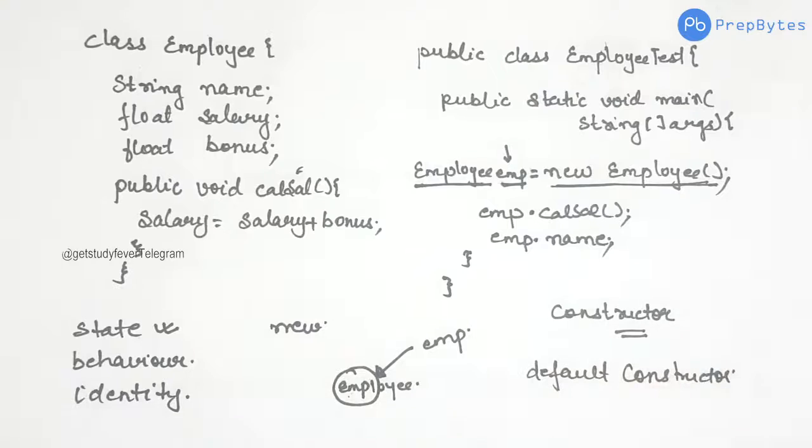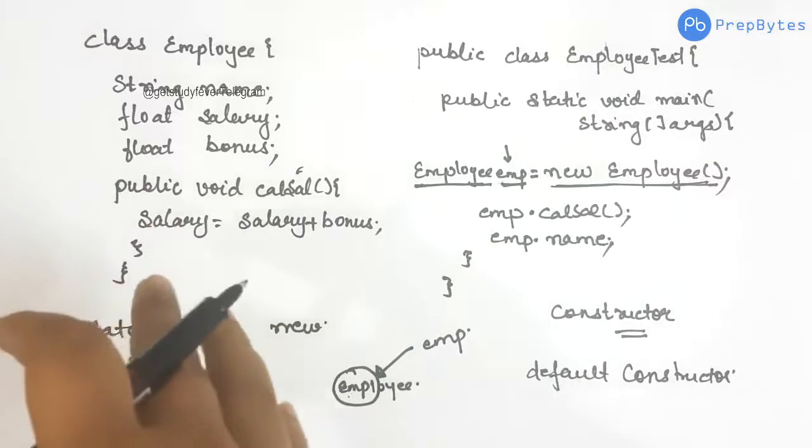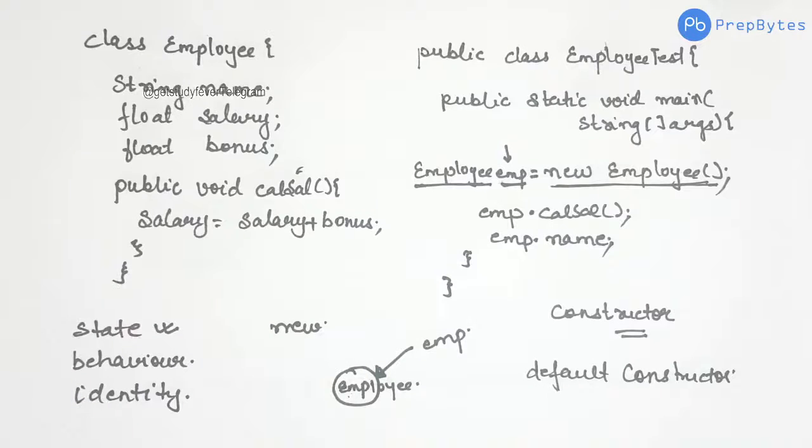So there will be, by default, a constructor in that particular class in which you haven't defined any constructor. In case you have defined a constructor, then there won't be this default constructor. But in case you haven't defined one, Java provides you a default constructor. What this default constructor does is it sets a default value.